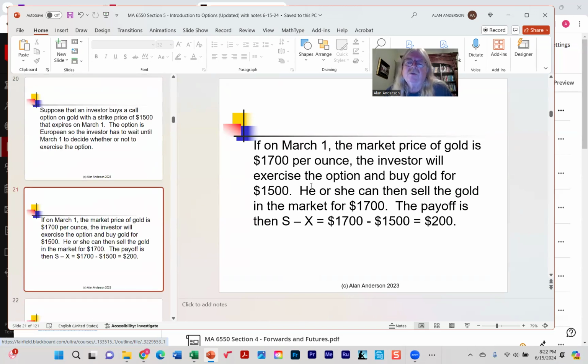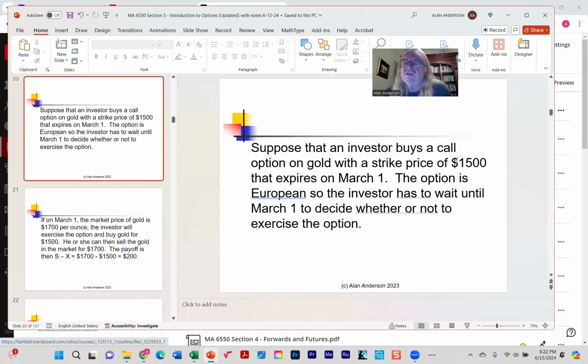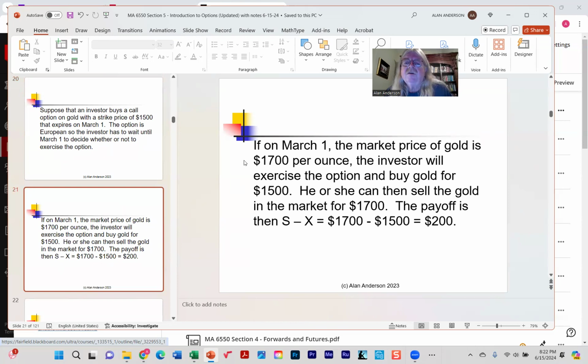Now, imagine March 1 rolls around. The market price of gold has gone up to $1,700 an ounce. I have the right to buy it for $1,500, so of course I'm going to do so. I'll use my option to buy for $1,500, and I can then turn around and resell it in the market for $1,700. So the payoff, by the way, we're using the letter S to represent the spot price of the asset. X will be used to represent the strike price. I just put $200 in my pocket. That's what we mean by a payoff.